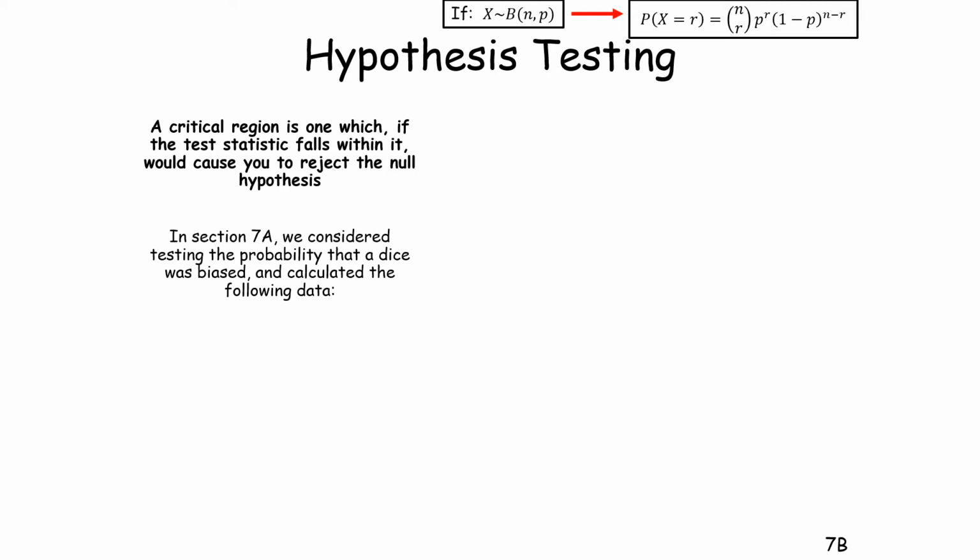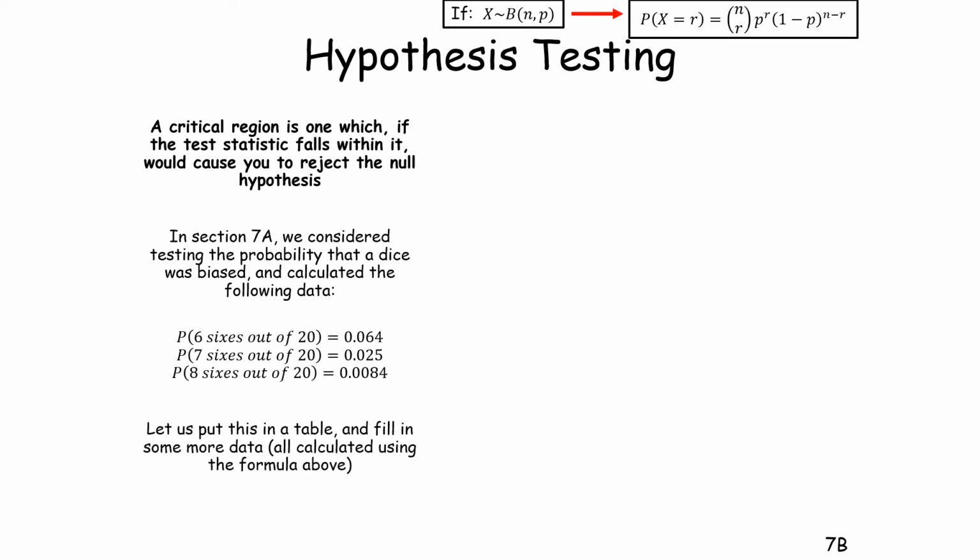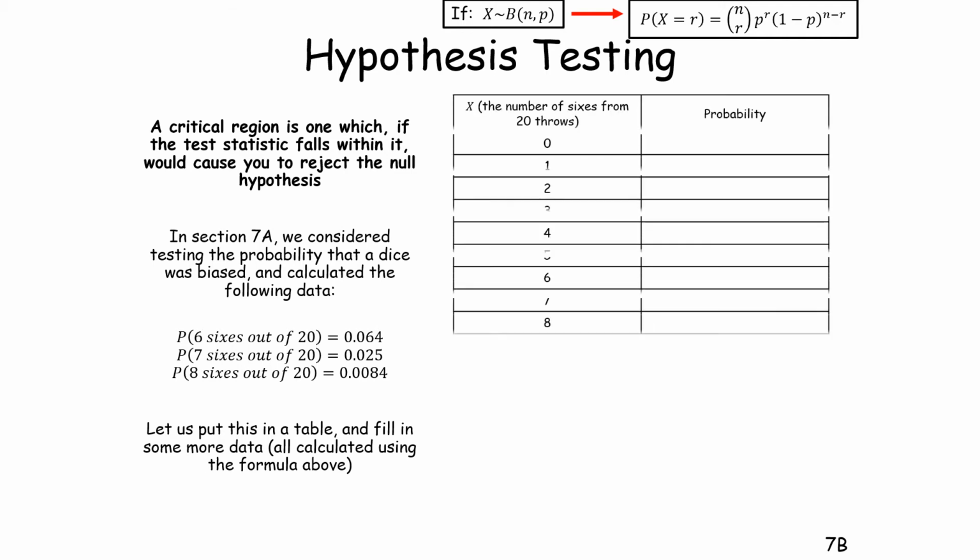So in this section, we are going to consider testing the probability the dice was biased and calculate the following data. So probability of getting 6 sixes out of 20 is 0.064. 7 sixes out of 20 is 0.025. 8 sixes out of 20 is 0.084. So let us put this in a table and fill in some more data. So if we have a table like this, X is the number of sixes from 20 throws, and here are the probabilities.